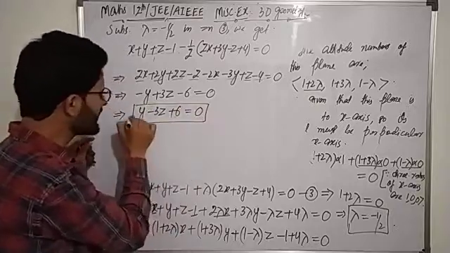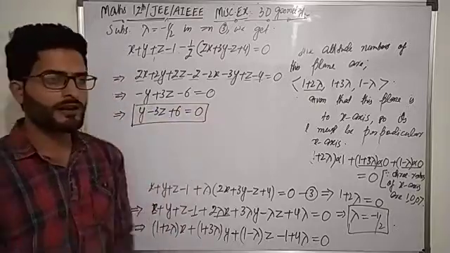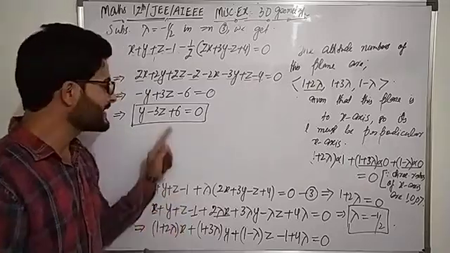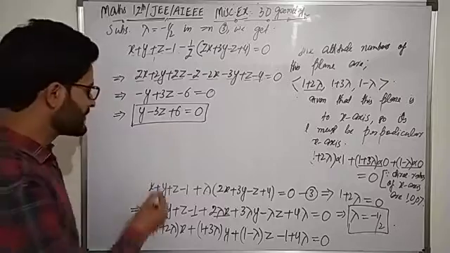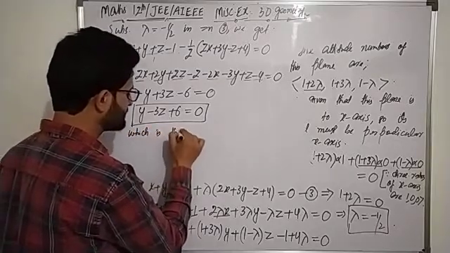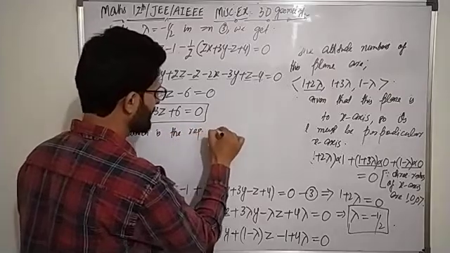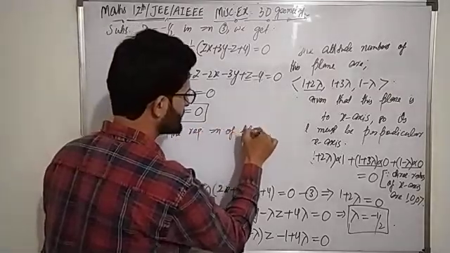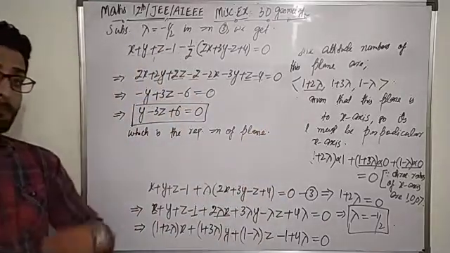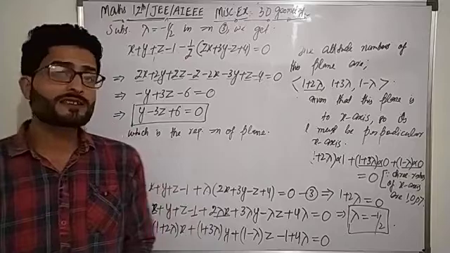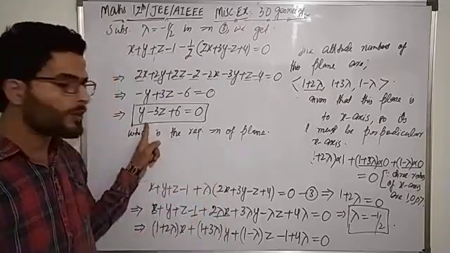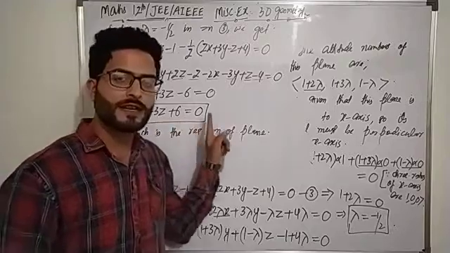This would be the equation of plane, required plane, which is passing through the line of intersection of planes first and second and is parallel to x-axis. So which is the required equation of plane? So the equation of that plane which is passing through the line of intersection of planes first and second and is parallel to x-axis must be y minus 3z plus 6 is equal to 0.